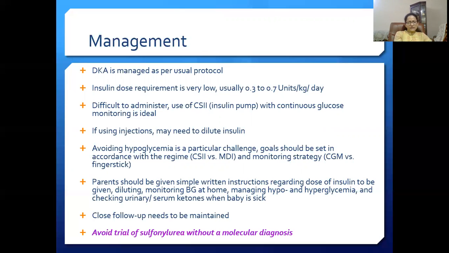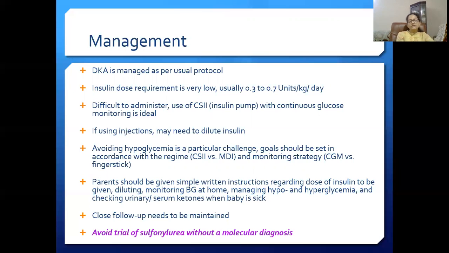Then avoiding hypoglycemia is an important challenge, and therefore our goals should be set in accordance with the kind of regime that we are using, whether pump or MDI, and also the monitoring strategy that we are using, whether CGM or finger stick. So parents should be given very simple, clear instructions regarding the dose of insulin to be given. They should be taught how to dilute it properly, how to monitor sugar at home, how to manage hypo and hyperglycemia, and checking the ketones when the baby is sick. And close follow-up needs to be maintained.